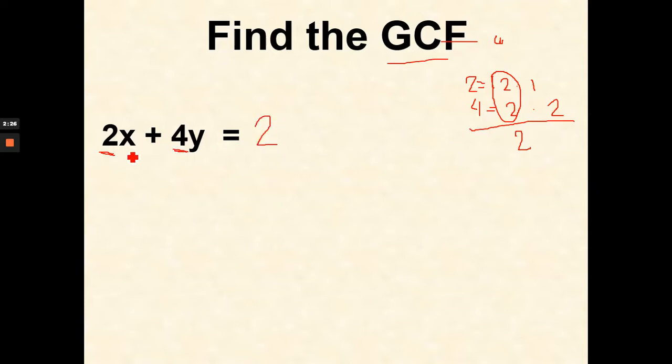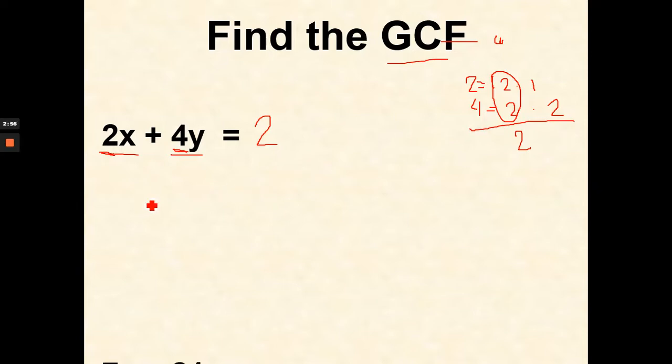How about the variables? This time, let us concentrate on the variables, x and y. Are they common? No. Therefore, the greatest common factor of 2x and 4y is 2. Again, when we are talking about greatest common factor, the GCF can be a number, it can be a variable, or it can be a combination of number and a variable.